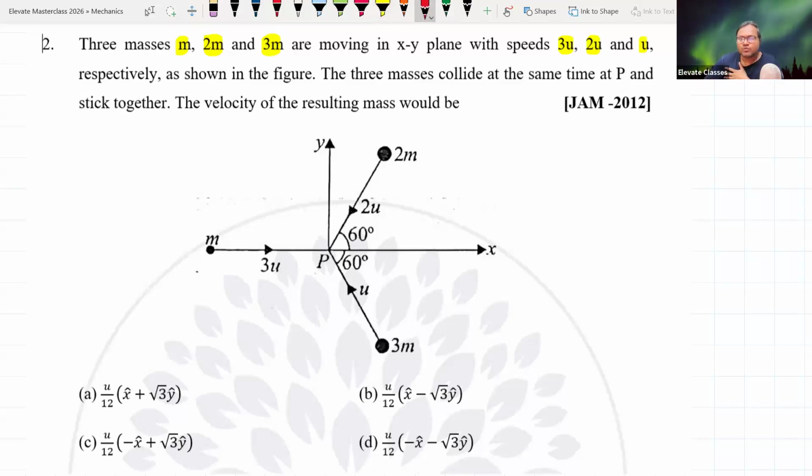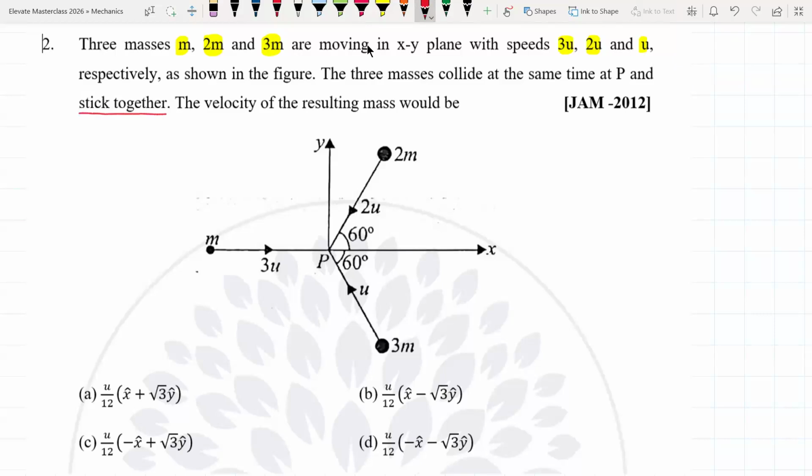Now, reading this question, what is the first thing we notice? If you read this question, the first thing you notice is there is no external force. Correct. This is an isolated system. But here a term is given, they stick together. Do you notice? Inelastic collision. It is a perfectly inelastic collision.